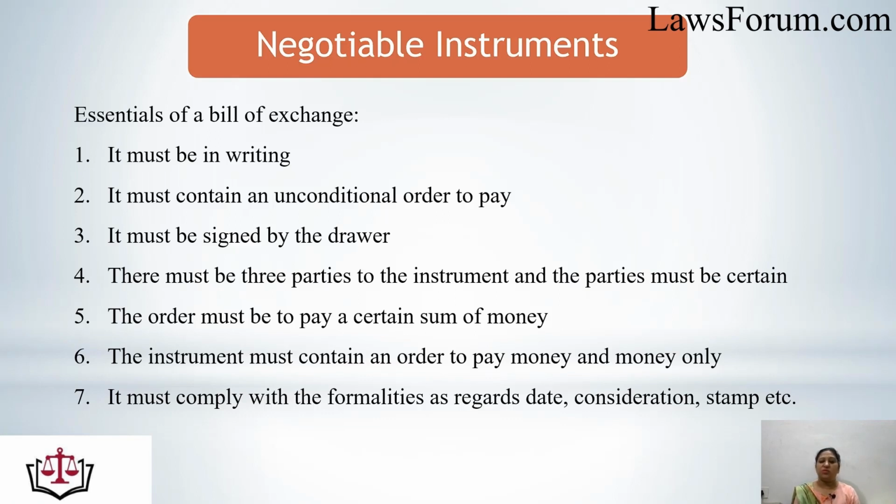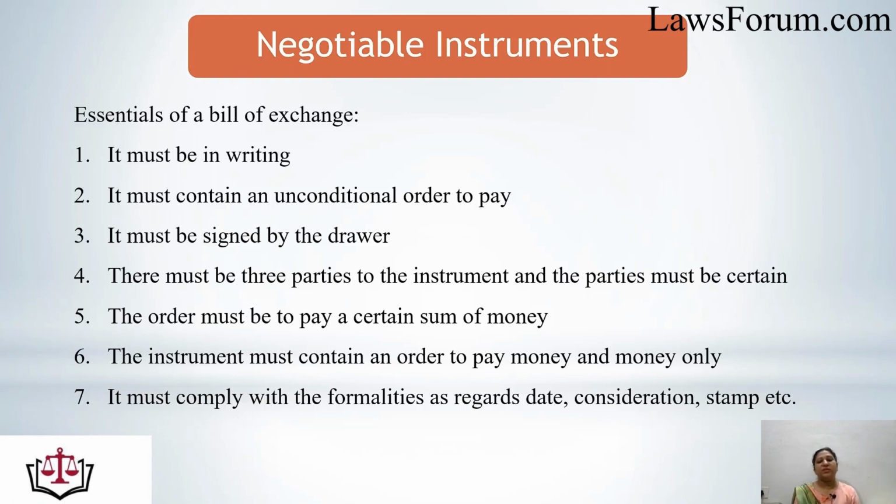There must be three parties to the instrument, and the parties must be certain. Parties must be certain means the person to whom the payment would be made, the person who is drawing the bill, and the person on whom the bill is being drawn must all be certain. The order must be to pay a certain sum of money. What is the meaning of a certain sum of money? It means the amount which is to be paid must be clearly mentioned in the bill of exchange.